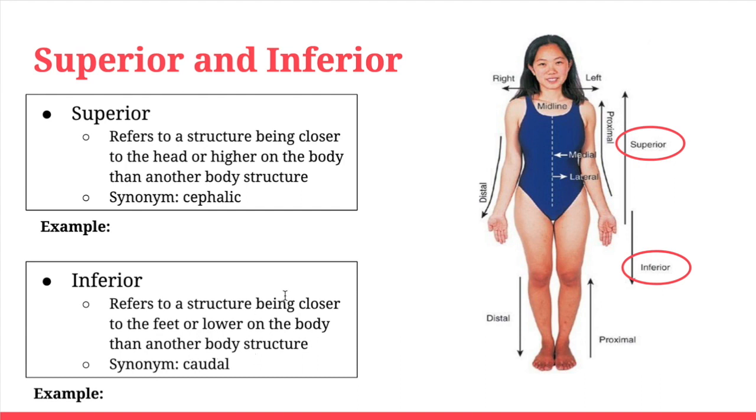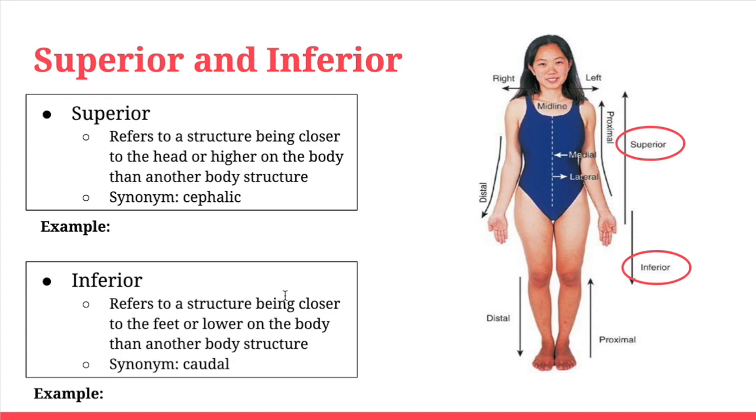The opposite, again, of superior is inferior. And if superior means a structure is closer to the head, then inferior is going to be closer to the feet or lower on the body than something else. A synonym for inferior is caudal. That's going to be used more, as well as cephalic, for animals that would have tails. Caudal refers to closer to the tail. So when we do our big dissection later in the year, we'll probably see that term again, so I just wanted to introduce that here for you now. There's also a spot for you to come up with an example for inferior.